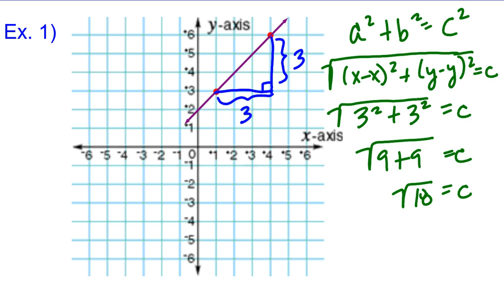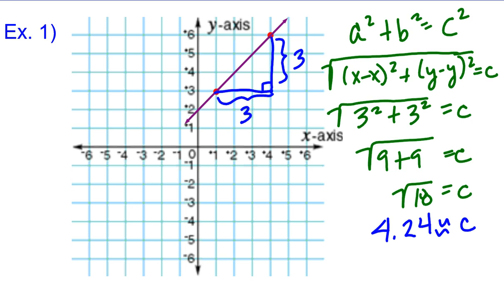Normally you would be able to stop at this point, but sometimes we need to take it to the nearest tenth. We know that the square root of 18 is found between the numbers of 4 and 5. And if we were to use a calculator to find the square root of 18 and round it to the nearest hundredth, we would find out that that length, that distance along that triangle, that hypotenuse, is approximately 4 and 24 hundredths.